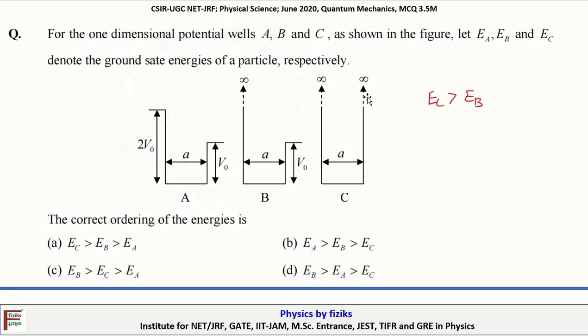Now, is this condition available in any of the given options? Let us check it out. In option B, EB is greater than EC. In option D, EB is greater than EC. And in option C, EB is greater than EC. So there is only one option in which energy EC is greater than EB. So our option A is correct. We don't require a solution for such kind of problem.